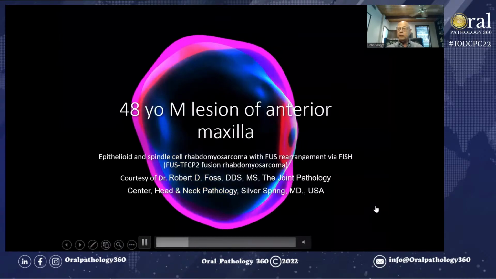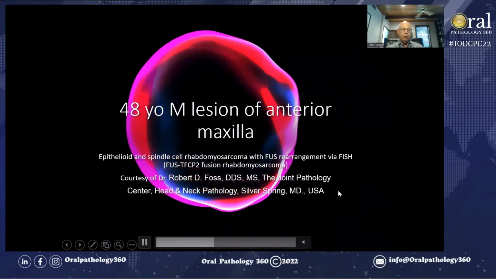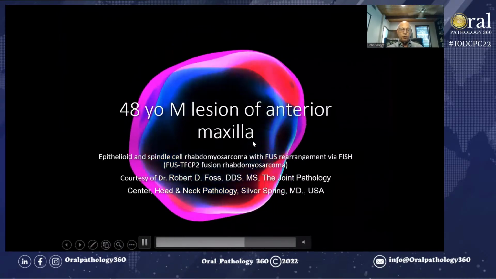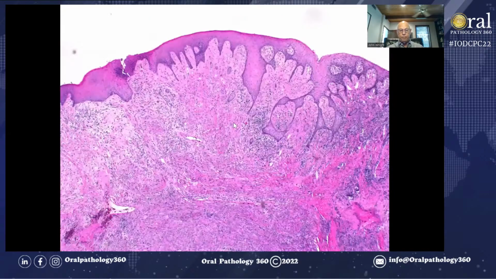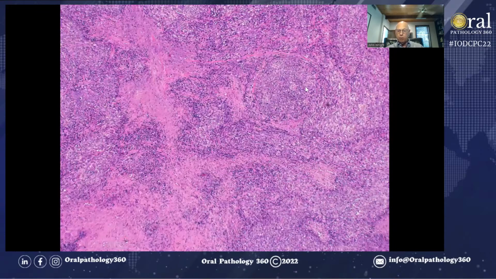I have not seen one of these. A very good friend of mine, Bob Foss, has shared this with me, and this is a lesion that he had, came out of the maxilla. Here's the soft tissue extension. Pretty straightforward histologically that it is a high-grade sarcoma. They are usually biphasic. They have a spindle cell component and areas of a more epithelioid component, but pretty embryonal looking, high cellularity, lots of mitoses. Everyone would think malignant.